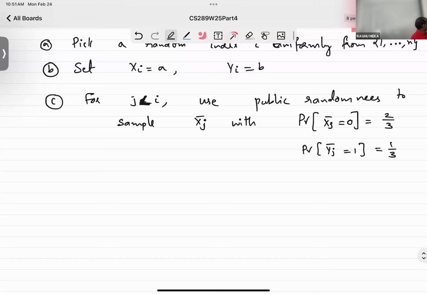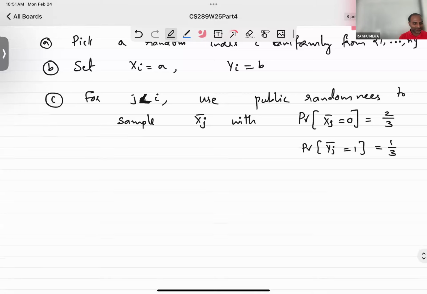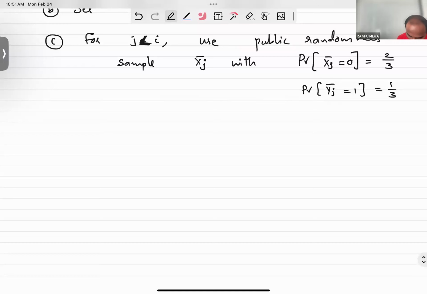Now, once you do this, what Bob does is, this information is public, right? So Bob now knows x1 through xi minus 1 bar. So for each one, Bob samples conditionally from the y. Okay. So what does it mean? After this, Bob uses private randomness.